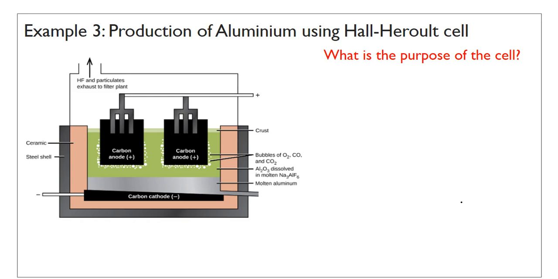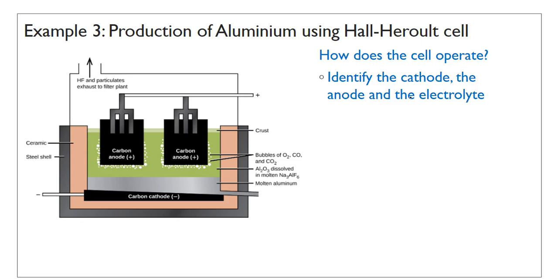Anyway, the purpose of the cell is to produce aluminium. I'm sure that has been established in the last 5 minutes. Let's talk about operation. Identify cathode and anode. I think I kind of already did it for you.